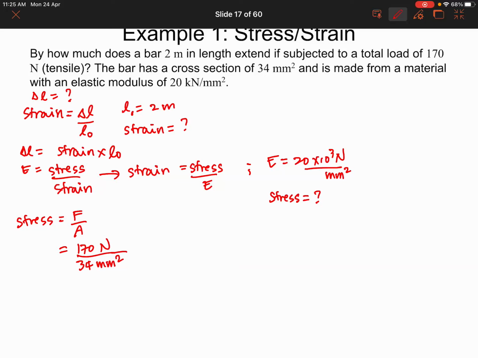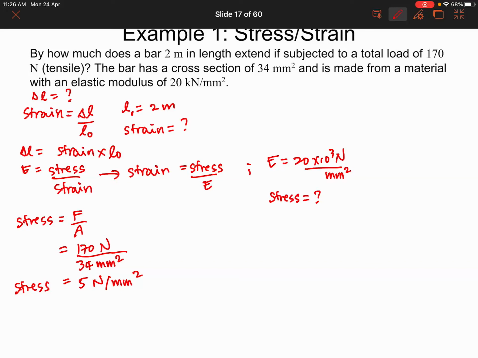Right, so I can leave my cross-sectional area in millimeters squared because my elastic modulus is given in millimeters squared. My units are consistent even without conversion. So it's okay not to convert to meters squared as long as you're careful to check consistency of units. Your stress will therefore be 170 over 34, 5 newtons per millimeter squared.